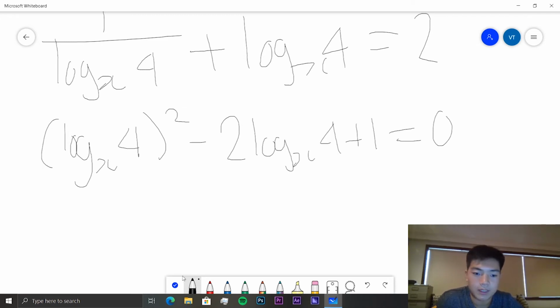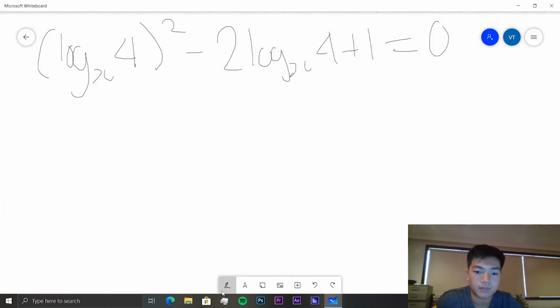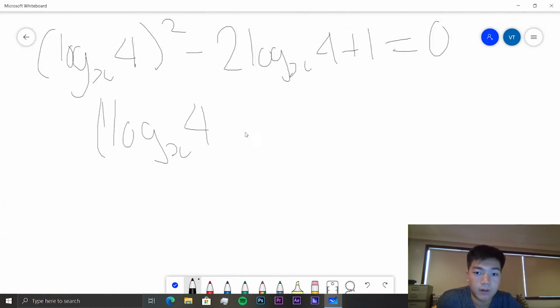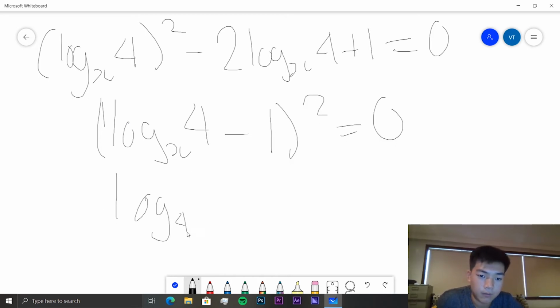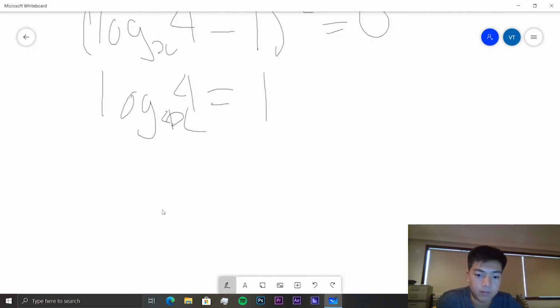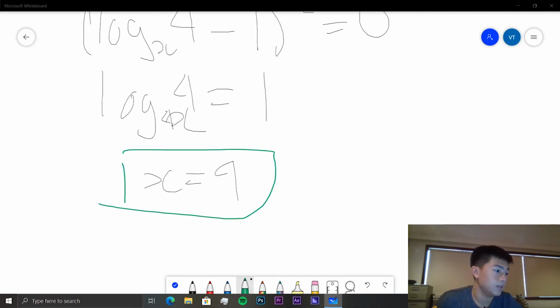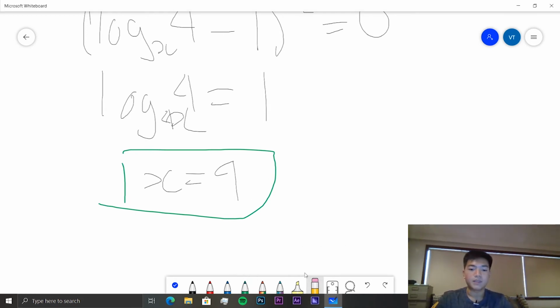So of course we can factorize this into (log_x 4 minus 1) squared is equal to 0. So log_x 4 is equal to 1. So x equals 4. Wait, how's it 49? I think they flipped the answers around. Anyways, x equals 4.